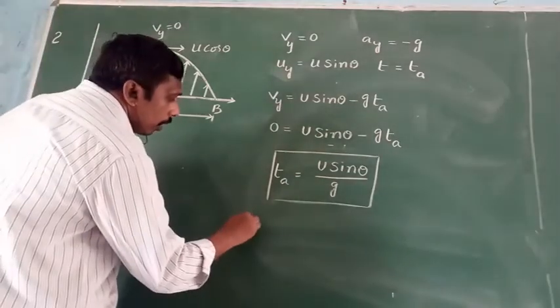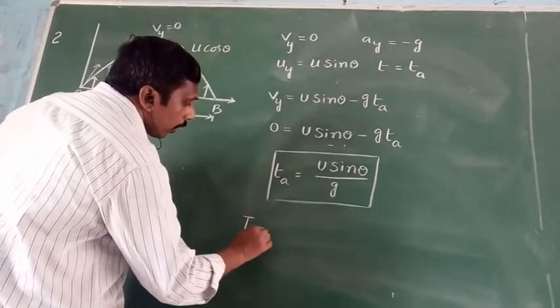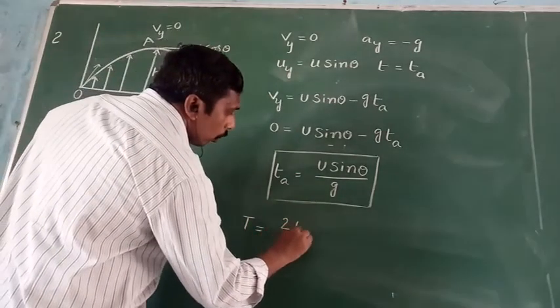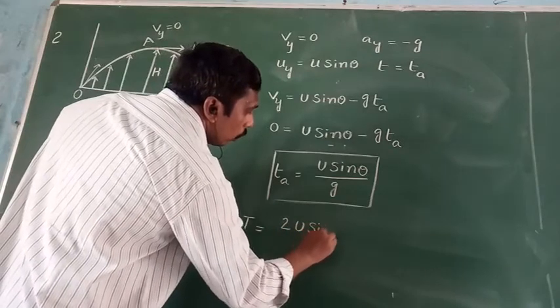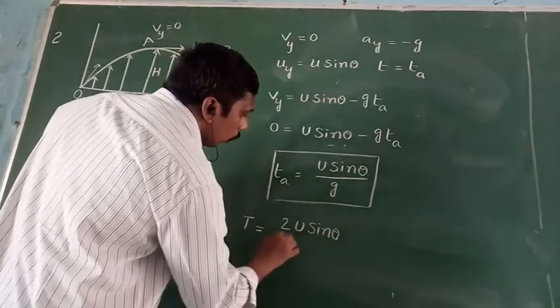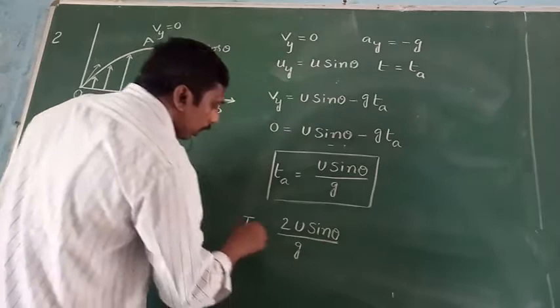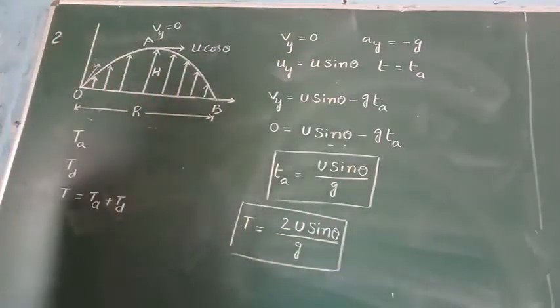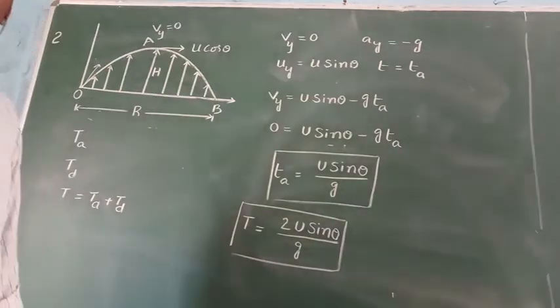So then the time of flight T is equal to time of ascent plus time of descent, that is equal to 2u sin theta by g. So this is one method to derive the time of flight, and there is one more method to derive the time of flight.